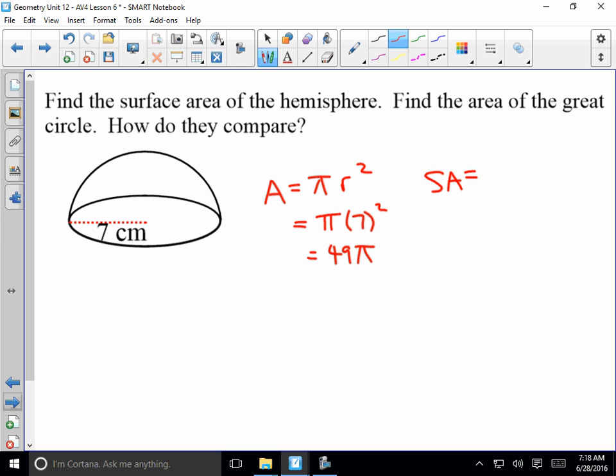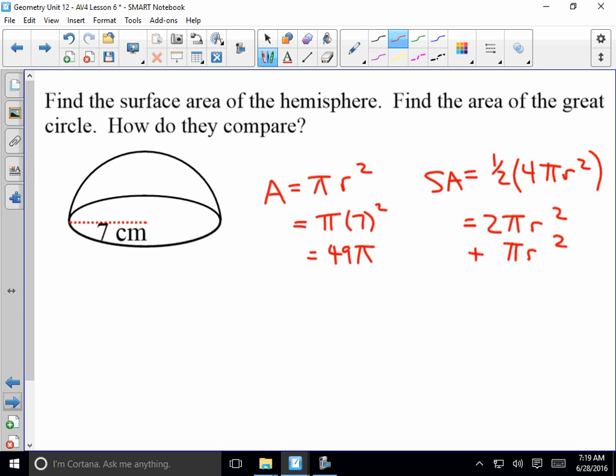Now, if I want to find the surface area for the hemisphere, notice that it's half a sphere. So surface area equals 1/2 times 4 pi r squared. So 1/2 of 4 would be 2 pi r squared. But now here's where we have to be careful with the surface area. The hemisphere has the round shape on top, but it also has a circle for the bottom, and that is part of the surface. So we have to add on a pi r squared.